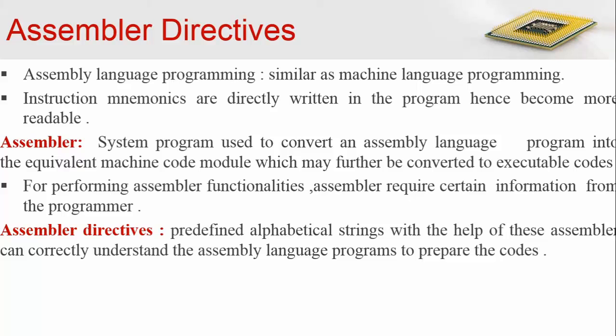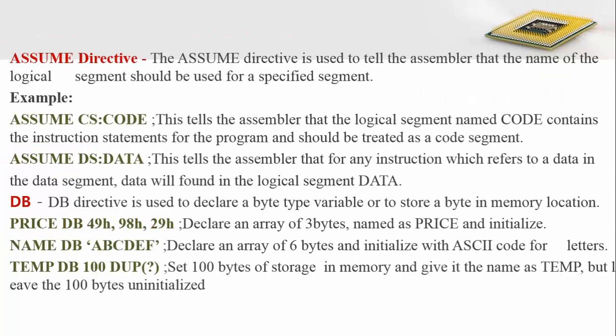We have different assembler directives. We can discuss certain assembler directives in this video. The first one is ASSUME. The string ASSUME is used for assigning certain user defined names to our logical segments. Assume is an assembler directive which is used for assuming certain user defined names to our logical segments.